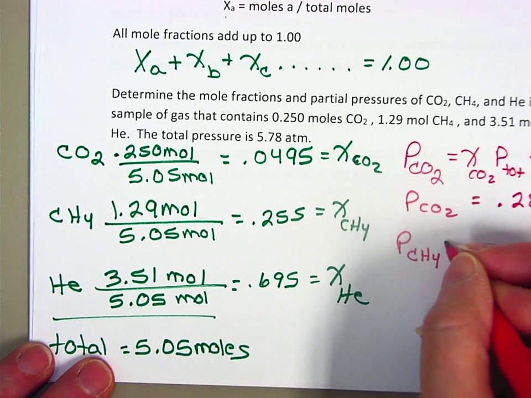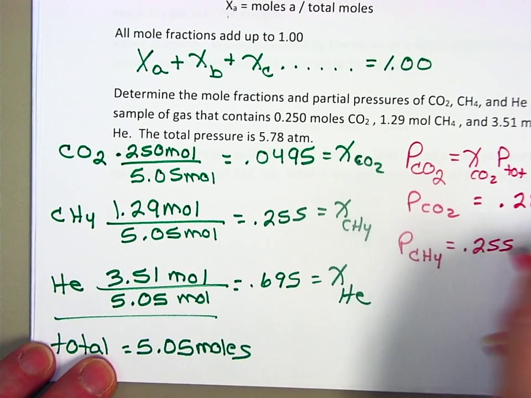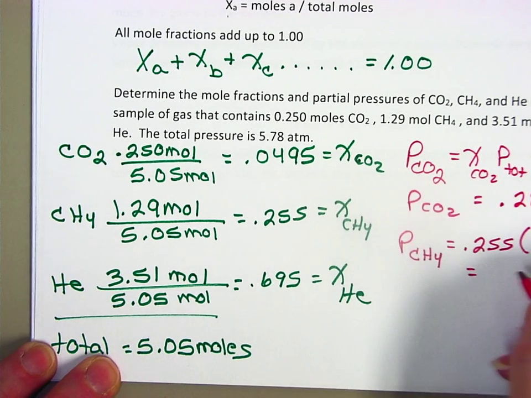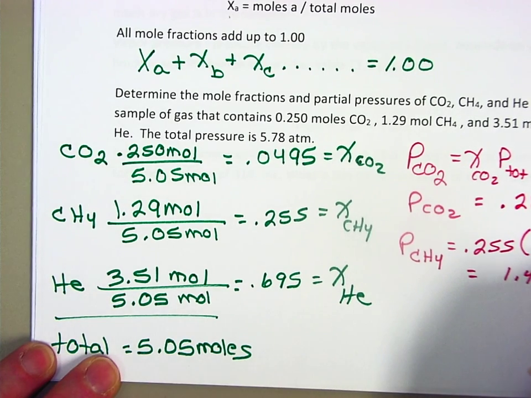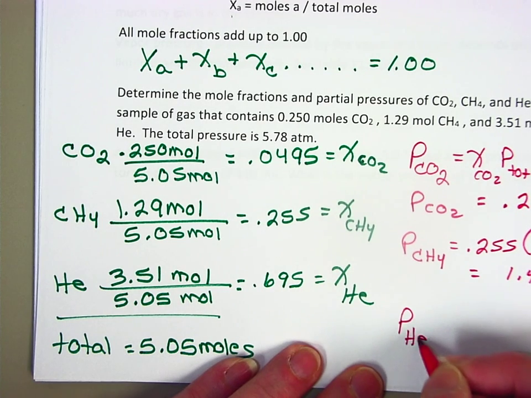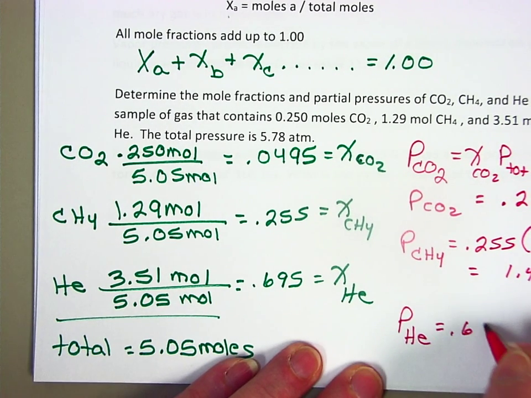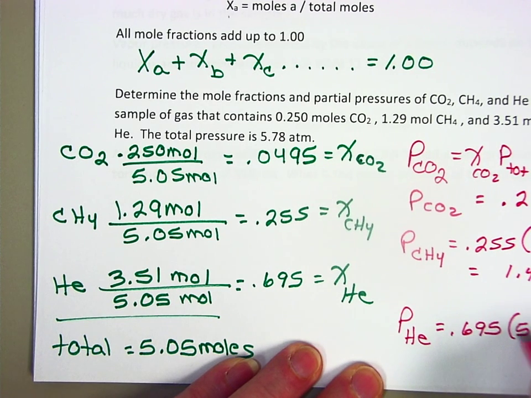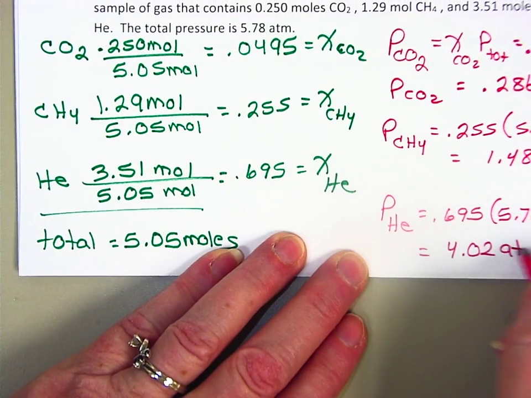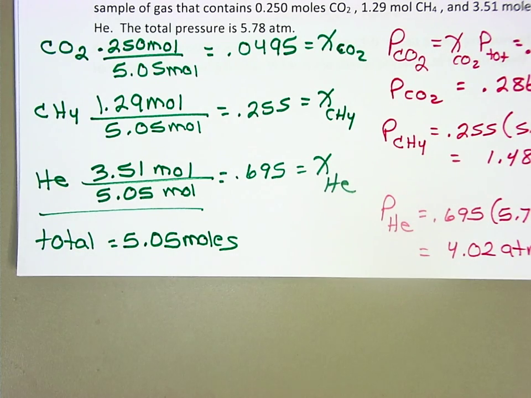Now I do the same thing for the remaining gases. The pressure of methane is equal to the mole fraction, 0.255, times the total pressure, 5.78 atmospheres, and that's equal to 1.48 atmospheres for methane. And I'll do the same thing for helium. The pressure of helium is the mole fraction of helium, 0.695, times the total, 5.78 atmospheres, is equal to 4.02 atmospheres for helium. So we can use mole fraction to get information about pressure fraction, or the pressure of one of the components.